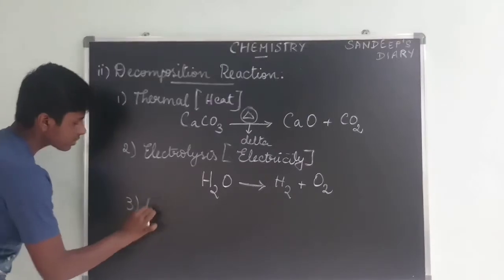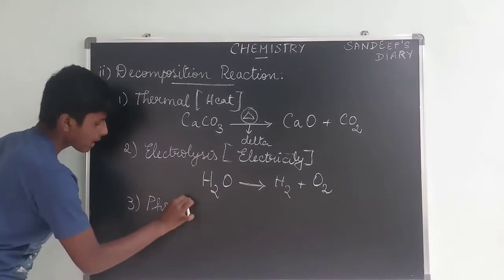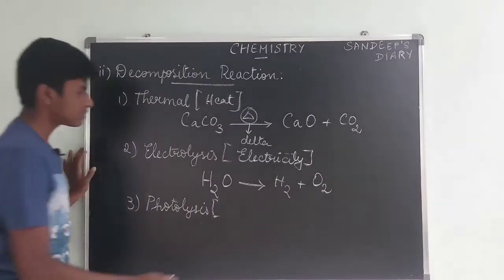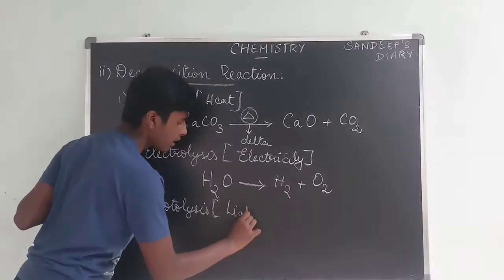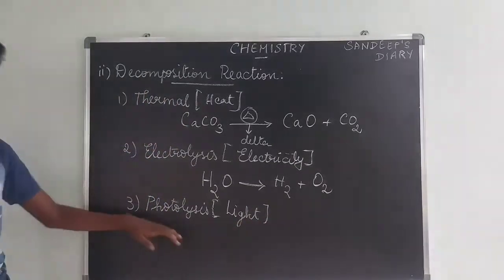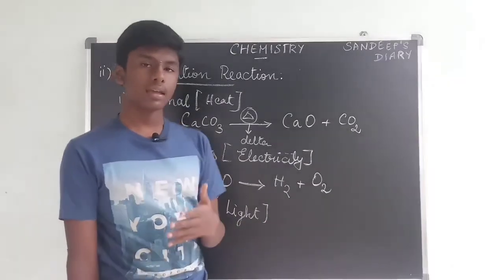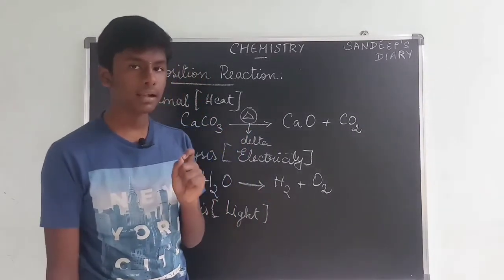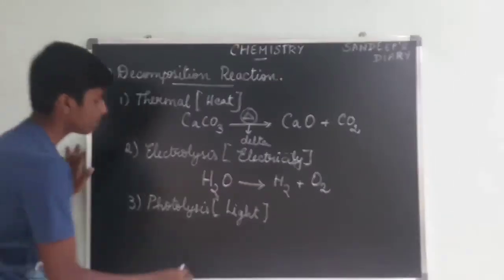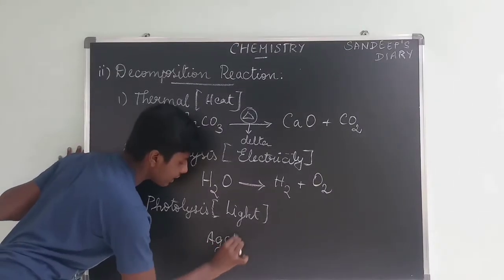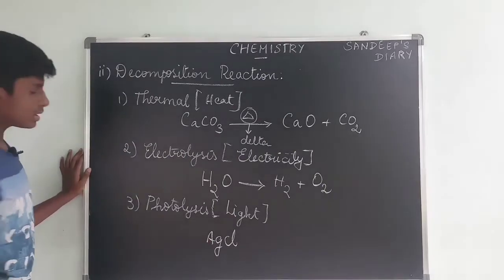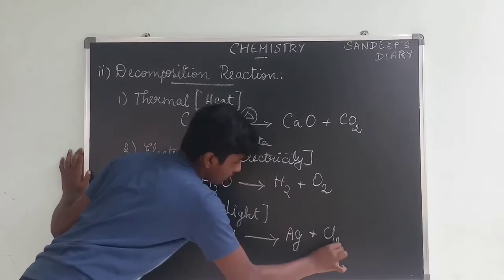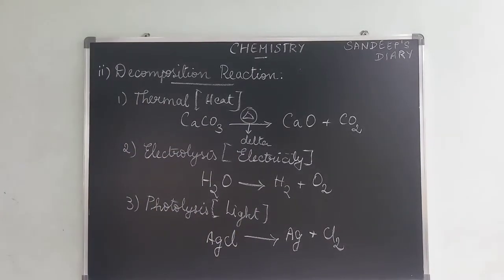Next is photolysis. Photolysis means decomposition under light. Photolysis has another name, that is photochemical reaction. Let me give an example. AgCl, silver chloride, gives silver plus chlorine. This is a simple example.